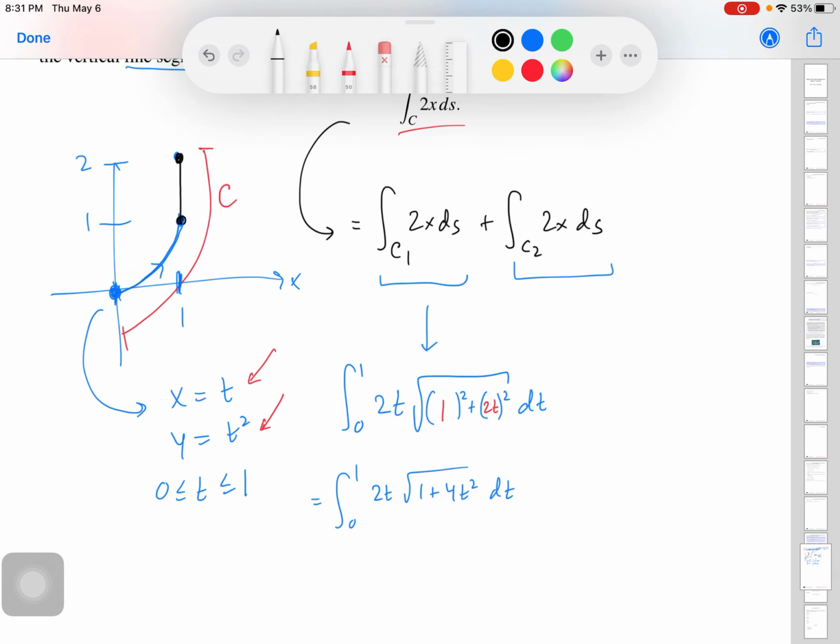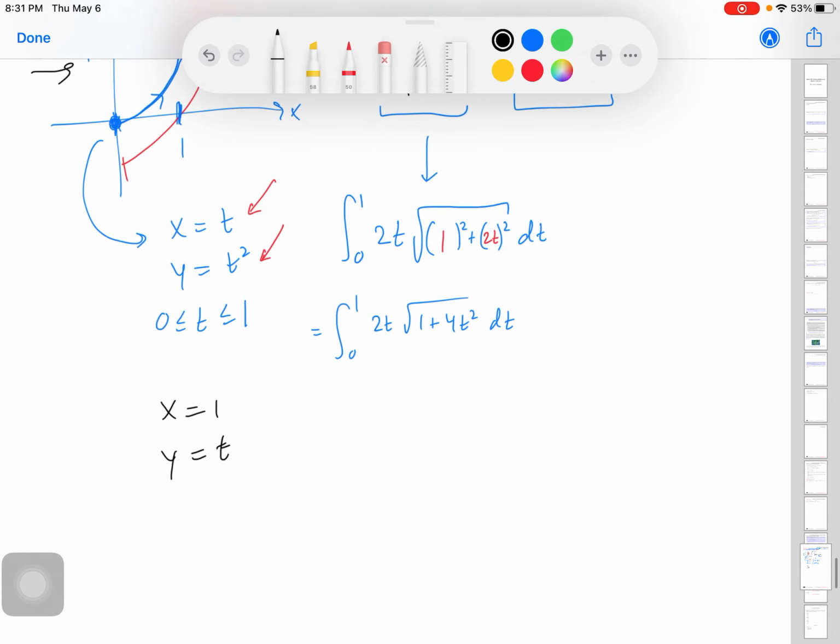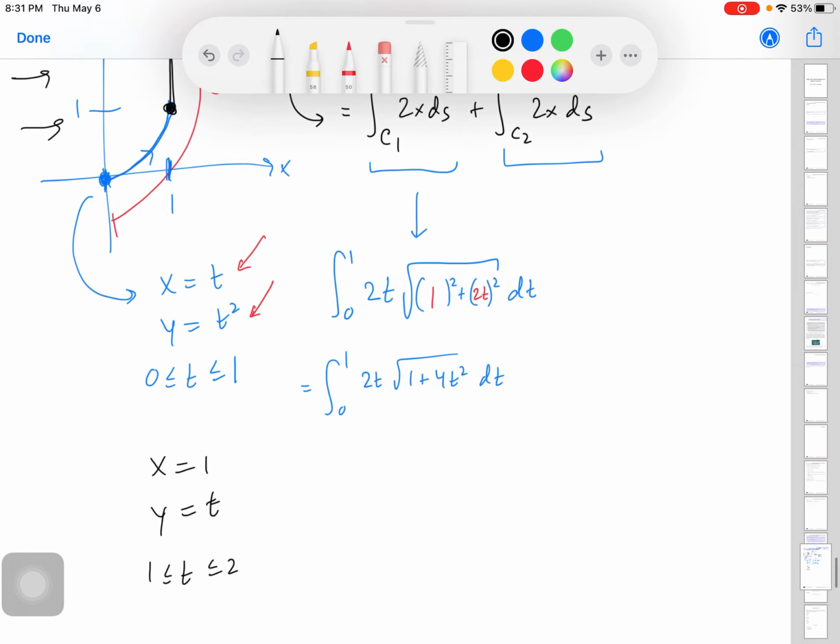So now I'm looking at this portion of the curve, and I'd like to parameterize that. Well, this is a special curve because it's actually a line segment, which always has x equals 1. So that's an easy way to parameterize that. And then y, I can express as t. And because y goes from 1 to 2, I can say that t ranges from 1 to 2. Okay, so that's my parameterization.